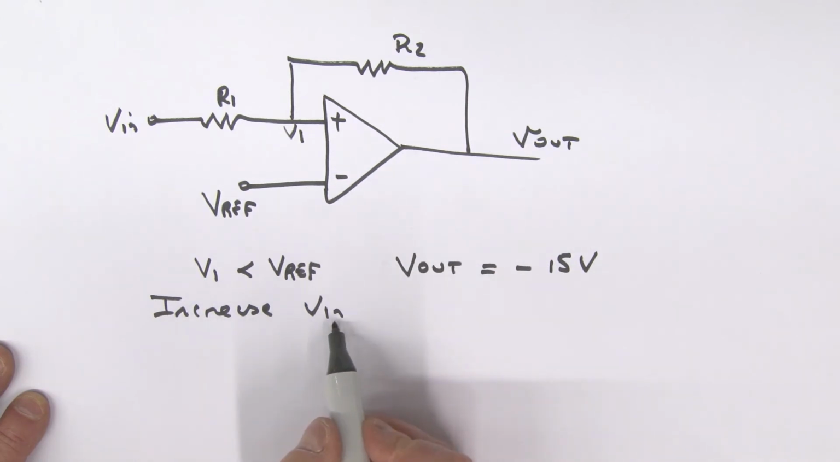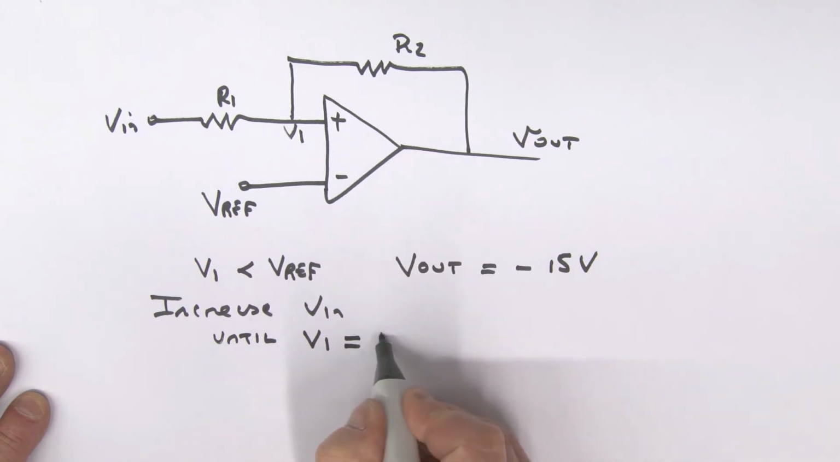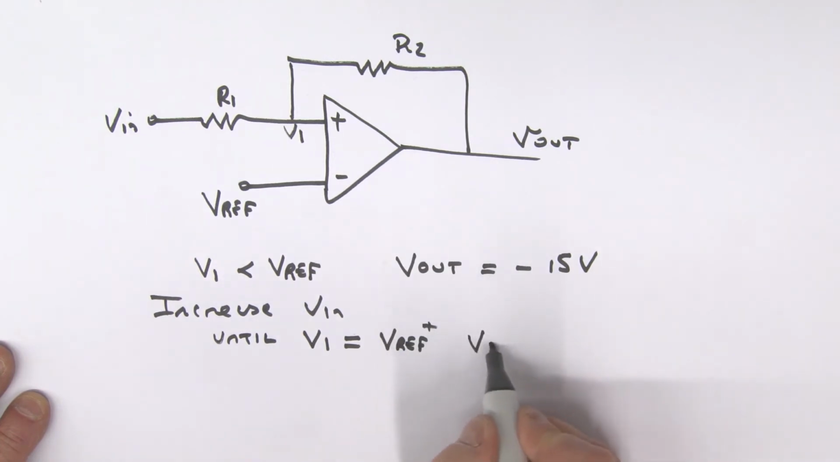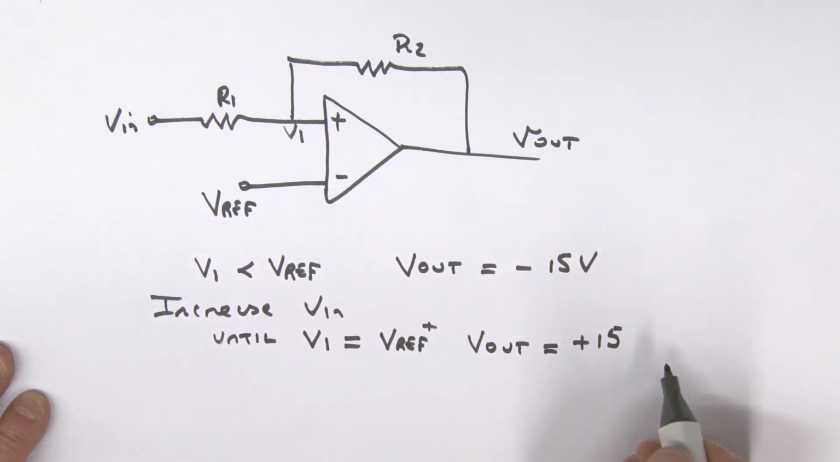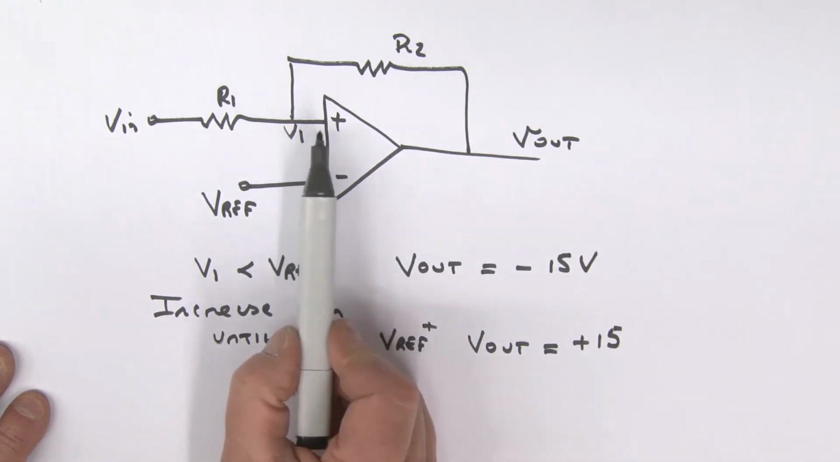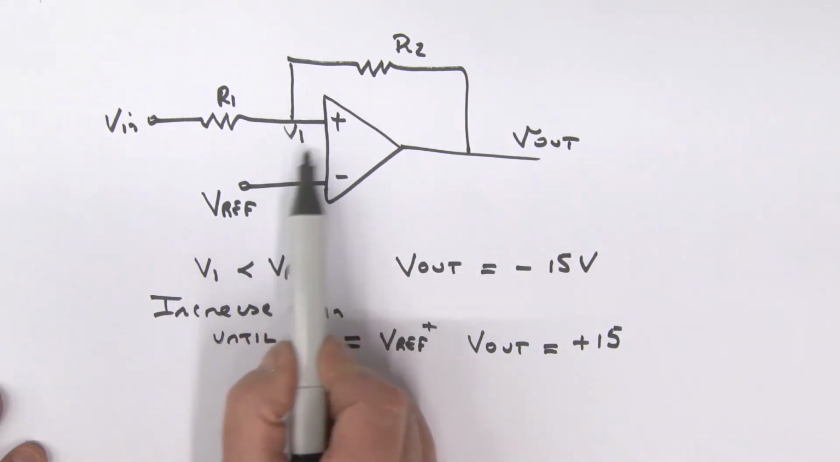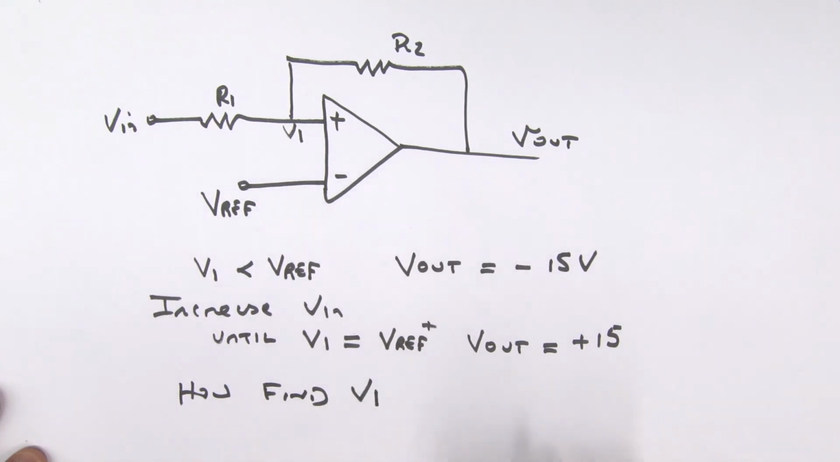So I increase V in until V1 is equal to the reference voltage plus just a little bit more, then that output voltage, V out, is going to switch to a plus 15 volts. So we could say that switching occurs when V1 is equal to that reference voltage. Now the question is, how do I calculate, how do I find that V1 voltage?